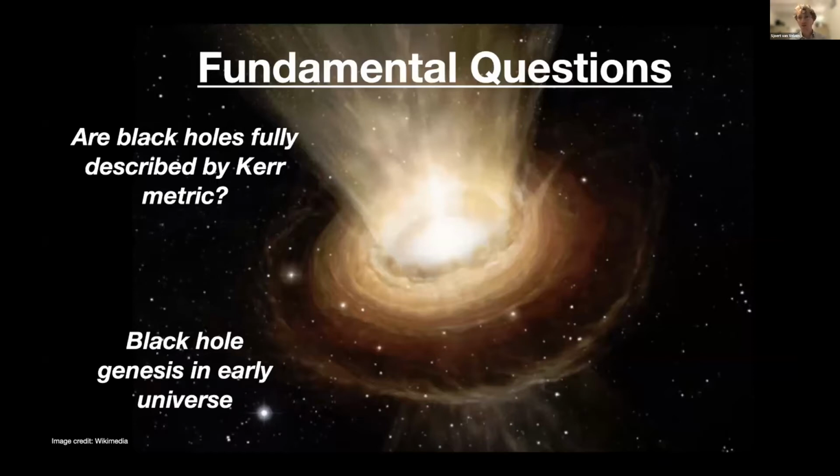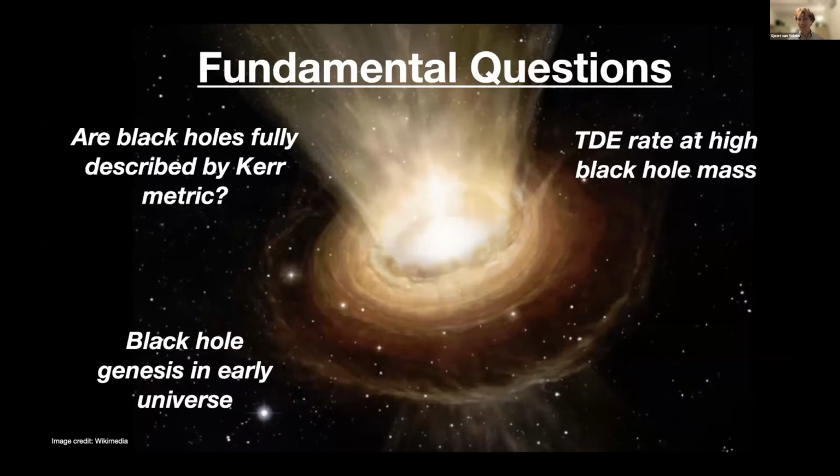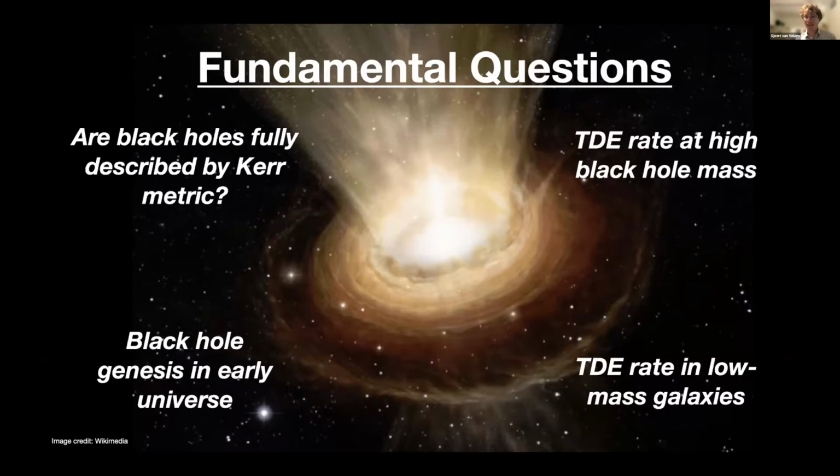So I want to put some fundamental questions here. Are black holes described by the Kerr metric? And how did black holes form in the early universe? These are two really big questions. And how do we address this by studying tidal disruption events? We can address the first question by looking at tidal disruption events in high mass galaxies. This will become clear in this talk. And this question about the origin of black holes themselves can be answered by studying tidal disruption events in low mass galaxies, which still have some trace of how black holes formed in the early universe.